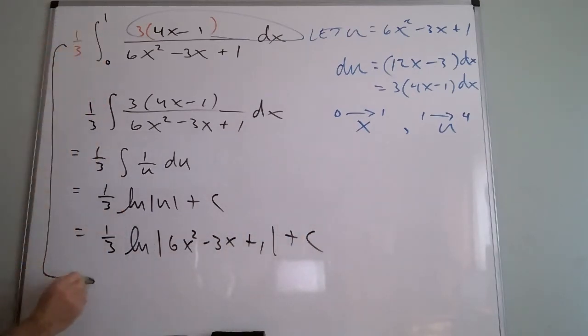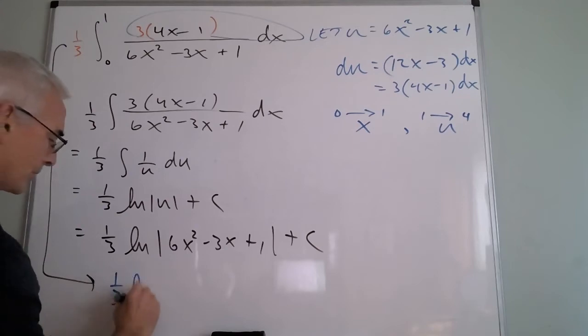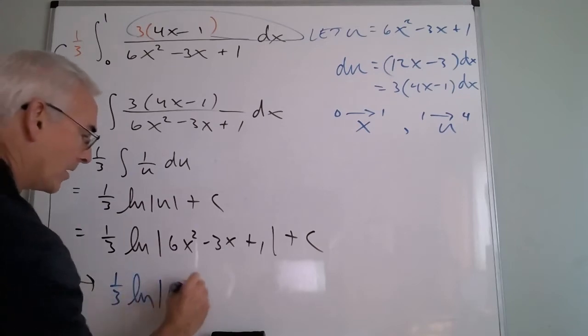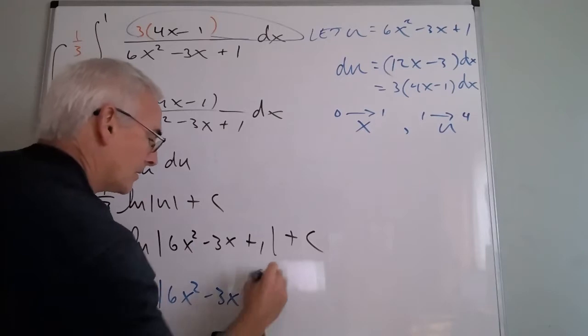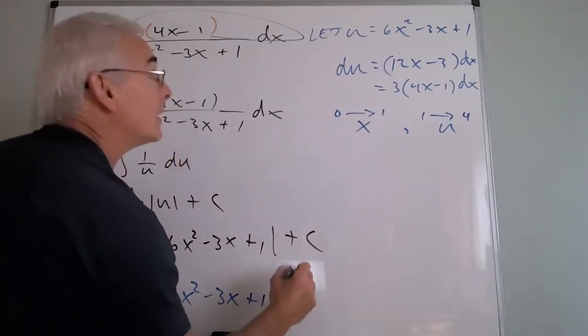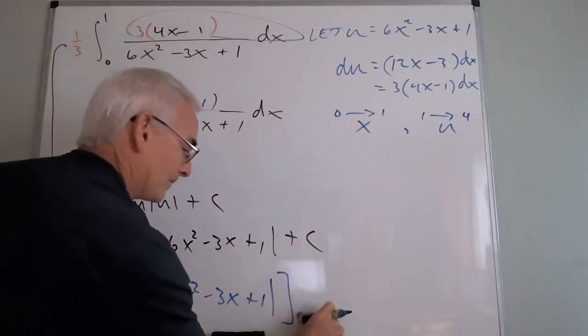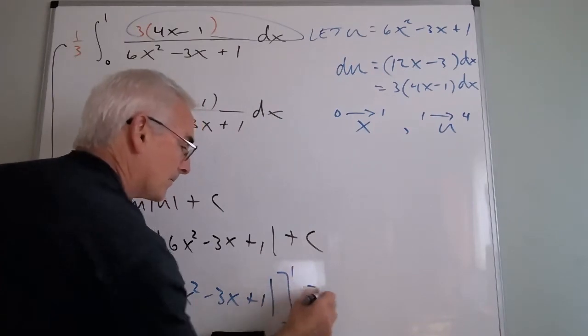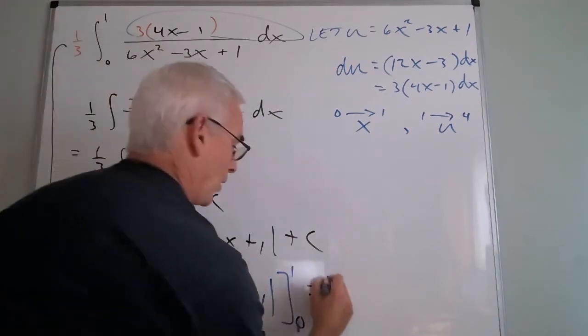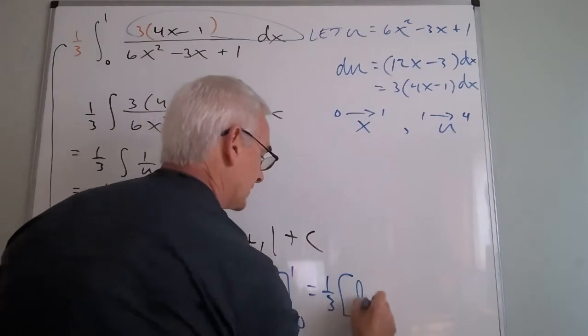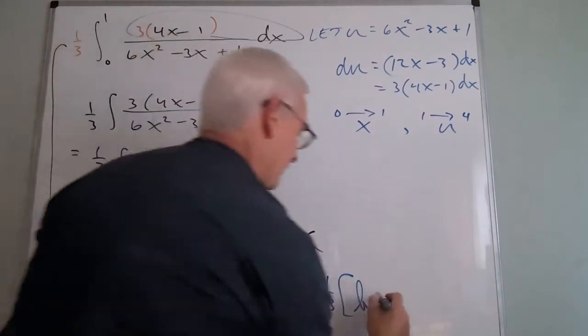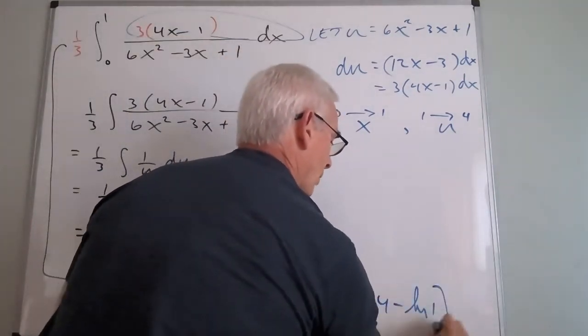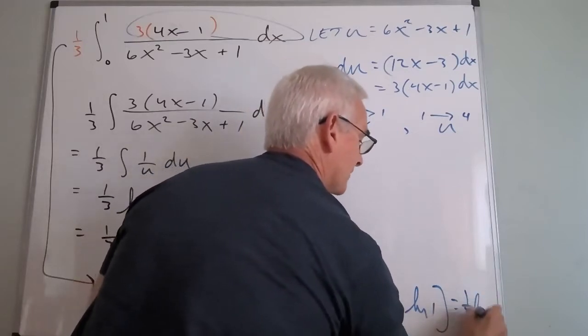Now I will come back to this and put, this is where the equal sign will be. And I'll say, and this equals 1/3 natural log of this quantity here evaluated from, sorry, 0 to 1. Which is now 1/3 times the natural log of 4 minus the natural log of 1, and that's 1/3 ln 4. We already knew that.